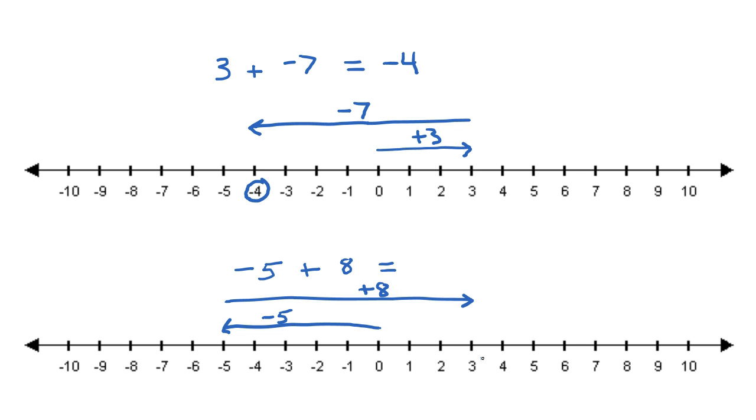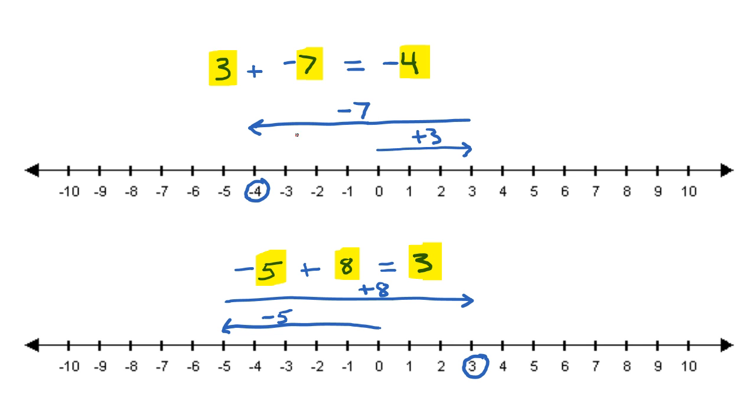So if I take negative 5 plus 8, I'm going to end up at 3, so my answer is a positive 3. Let's take a look at the absolute values like we did in the last problems. I've got a 3, a 7, and a 4. And in the other problem, I've got a 5, an 8, and a 3. Now, what do you notice about those numbers?